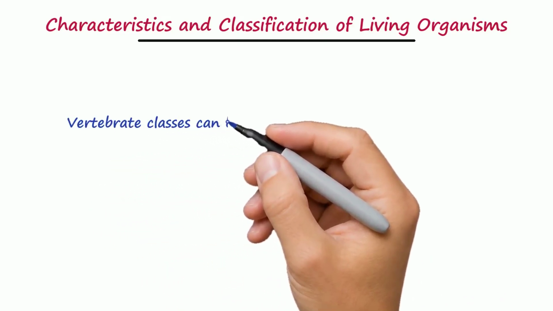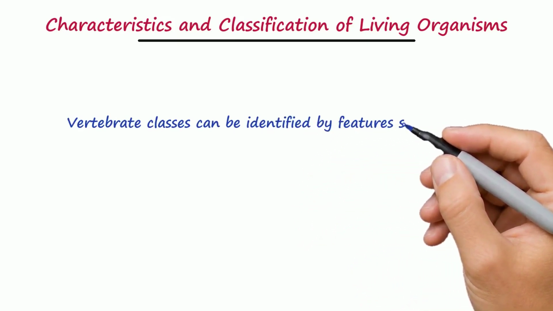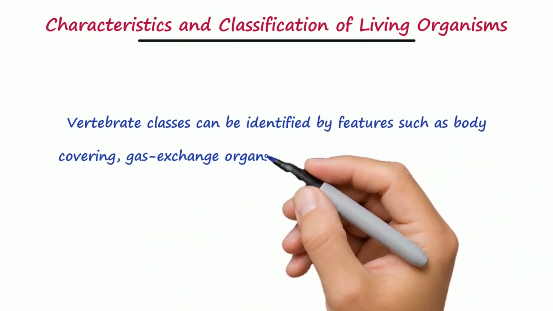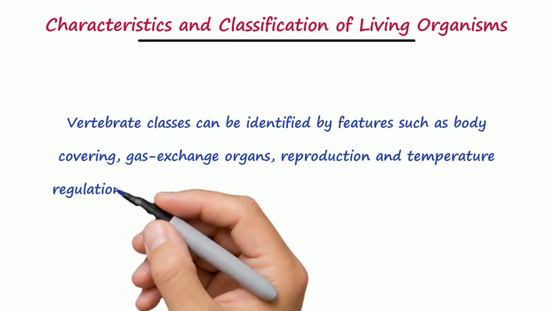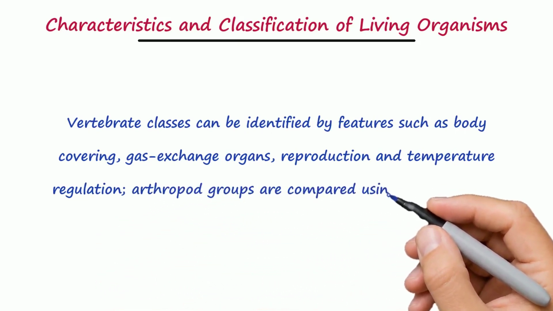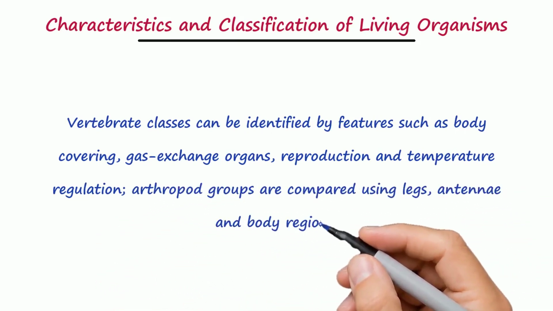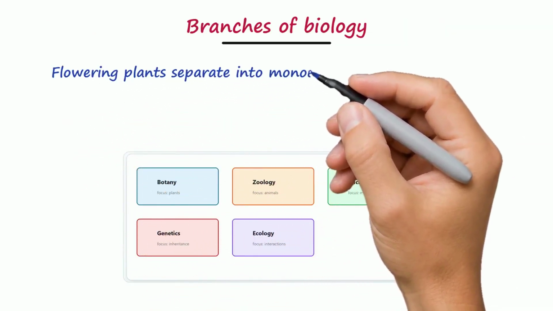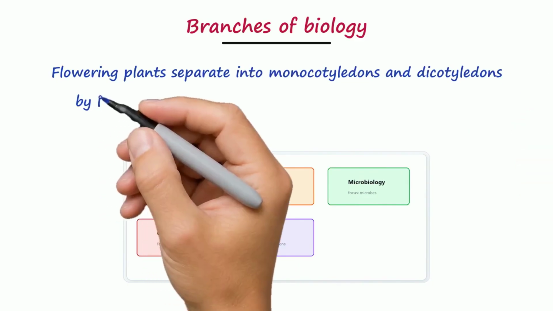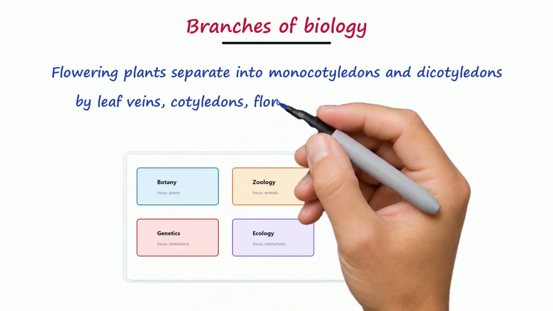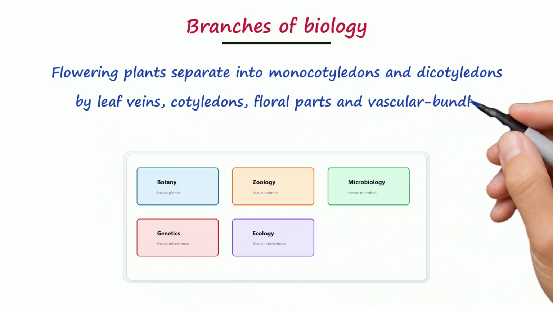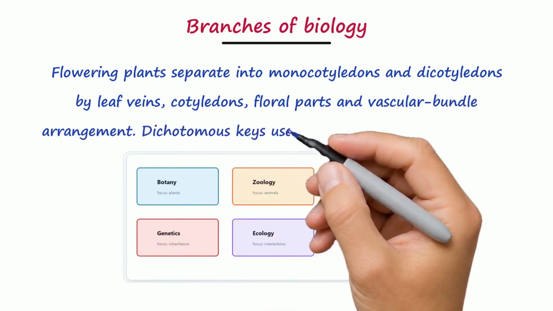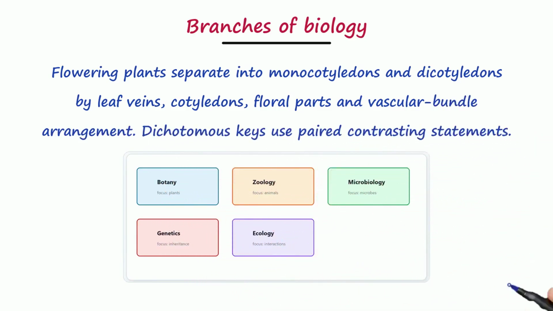Vertebrate classes can be identified by features such as body covering, gas exchange organs, reproduction, and temperature regulation. Arthropod groups are compared using legs, antennae, and body regions. Flowering plants separate into monocotyledons and dicotyledons by leaf veins, cotyledons, floral parts, and vascular bundle arrangement. Dichotomous keys use paired contrasting statements.